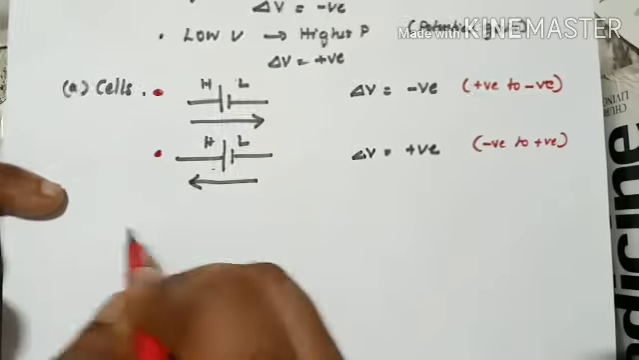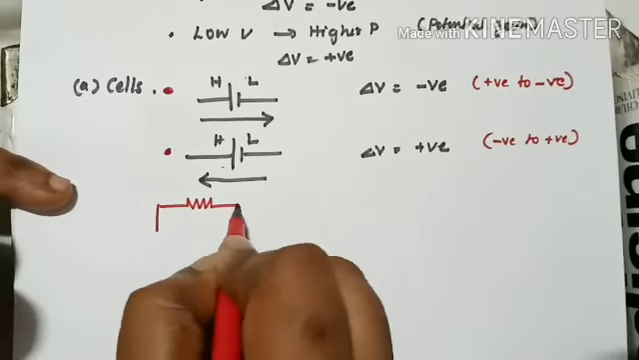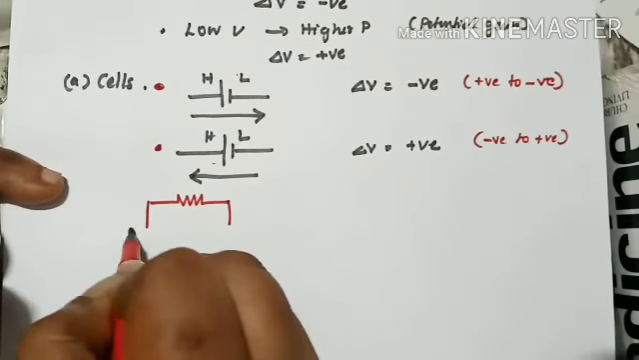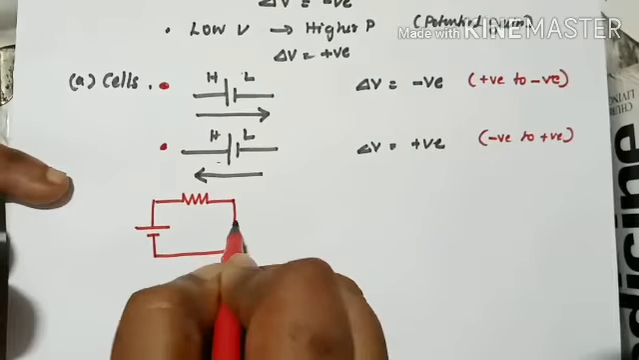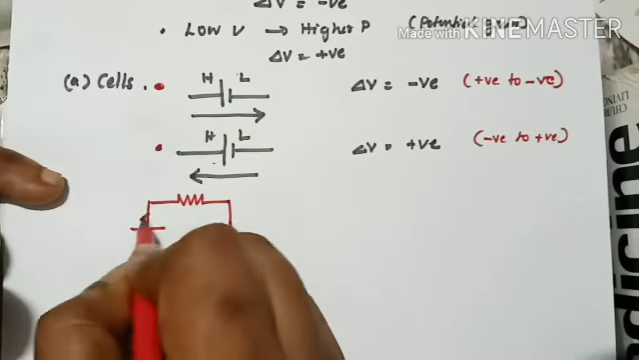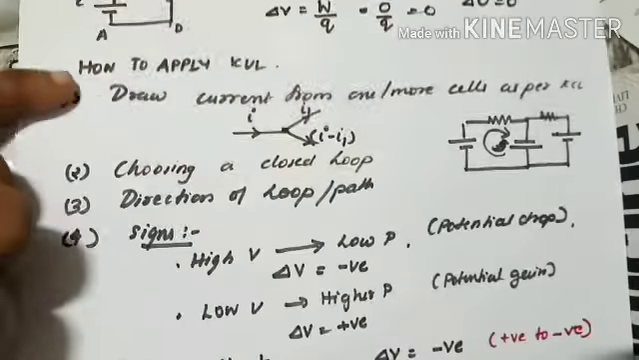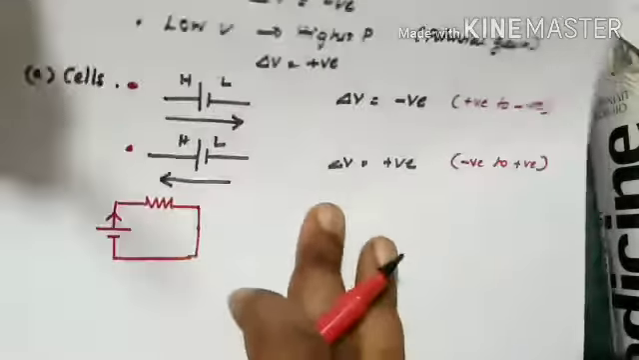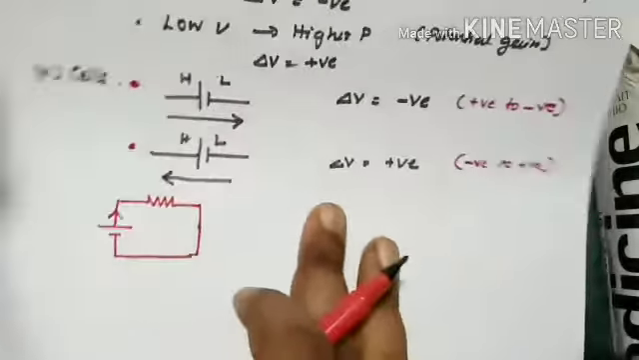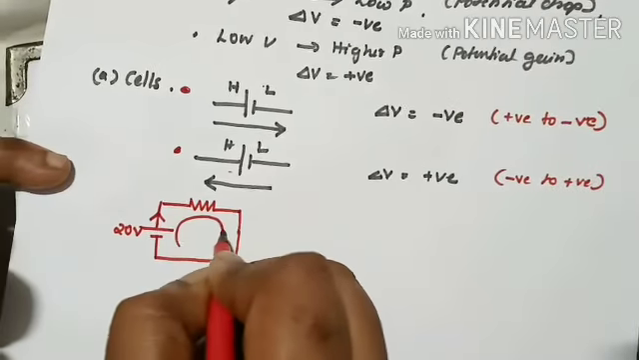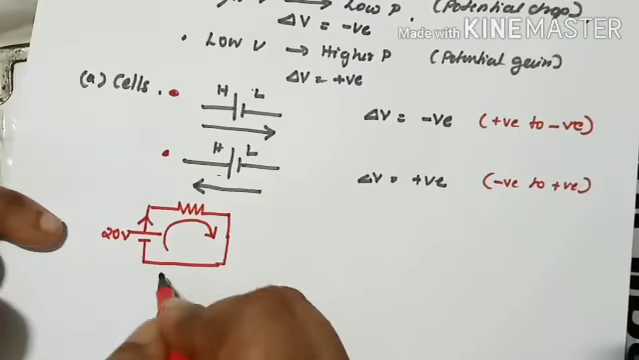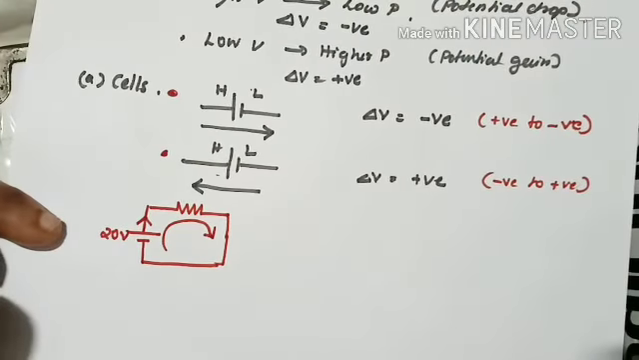Let me show this with a small example, guys. If there is a circuit like this, the rest of the part I am not telling you, we'll just write it like this, right? And the current will be this. That is the first point which you are told: draw the current. I drew the current, right? Suppose this is a 20 volt supply. Now I am going to choose a path like this, and I am going to move in this direction.